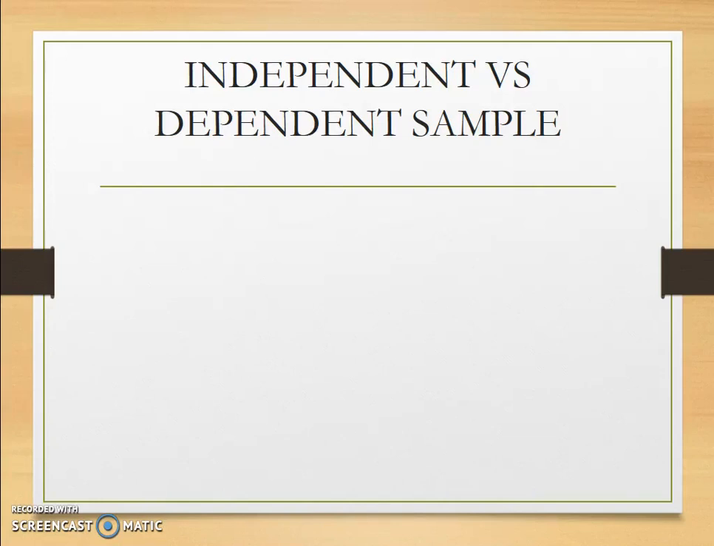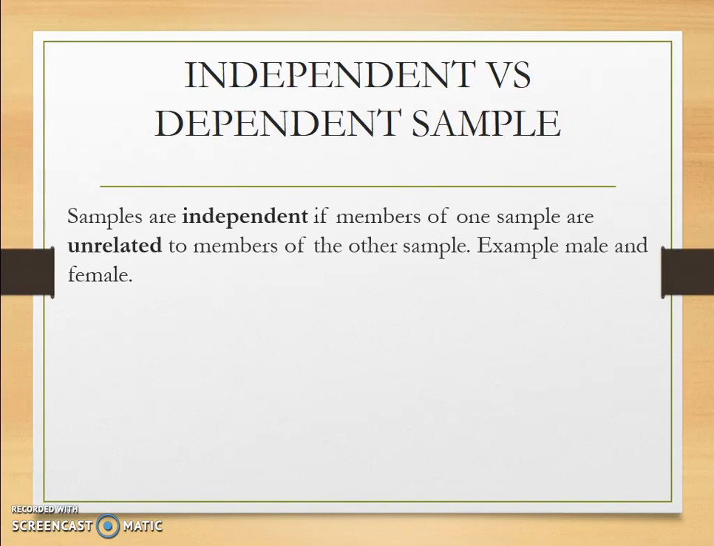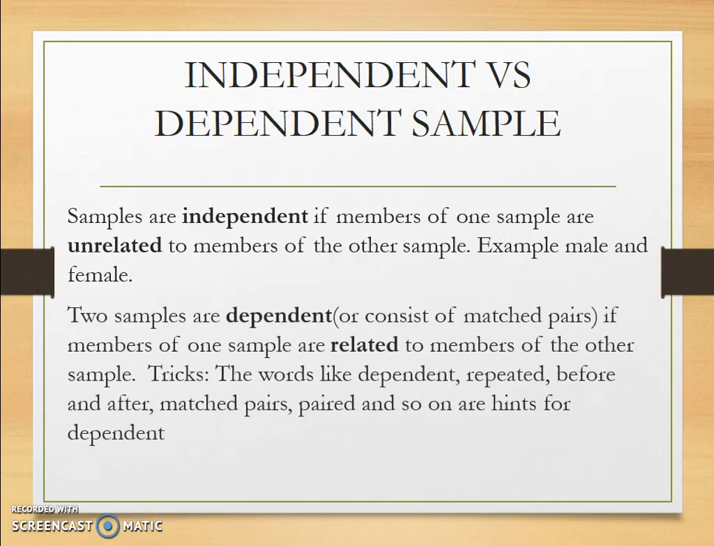Independent versus dependent sample. Samples are independent if members of one sample are unrelated to members of the other sample. Example: male and female. Two samples are dependent or consist of matched pairs if members of one sample are related to members of the other sample. Tricks: the words like dependent, repeated, before and after, matched pairs, paired and so on are hints for dependent.